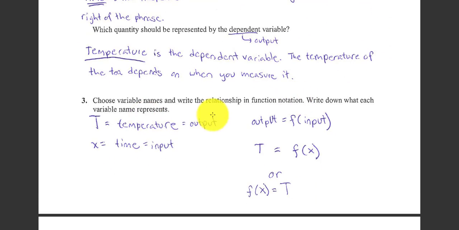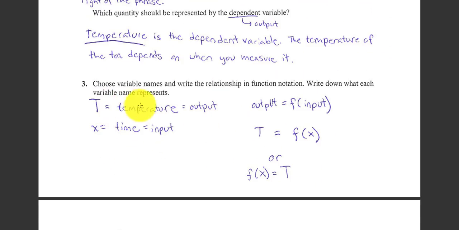So it says choose variable names. Okay, well, we'll use capital T for temperature, that's the output, and time will be X, our input. If you use different letters, that's fine. Some people use T for time and maybe TP or TM for temperature. Those are all fine, okay? But we use T for temperature, and X is time. So T equals f of X, right? The output equals f of the input, or you can write it the other way, f of X equals T.